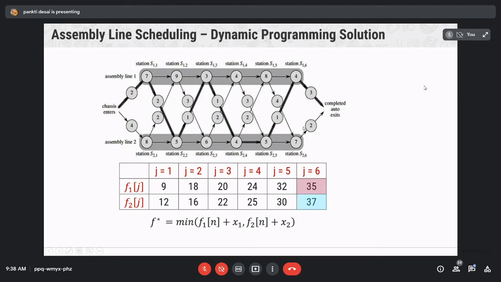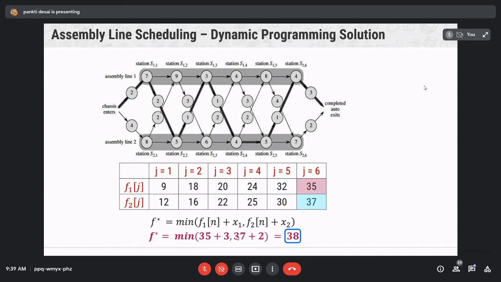Of the two, whichever is the minimum will be the value of F star. So F star is equal to the minimum of 35 plus 3, comma 37 plus 2. So 35 plus 3 is 38 and 37 plus 2 is 39. So which is minimum? 38. So the value of F star is 38. It means to assemble the car, the fastest time required is 38.